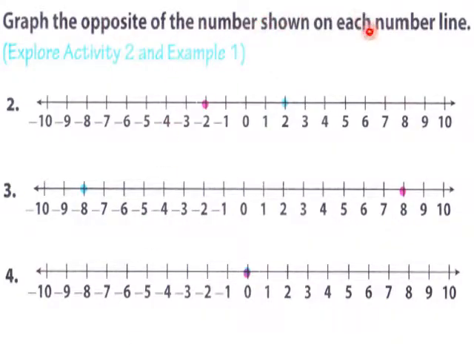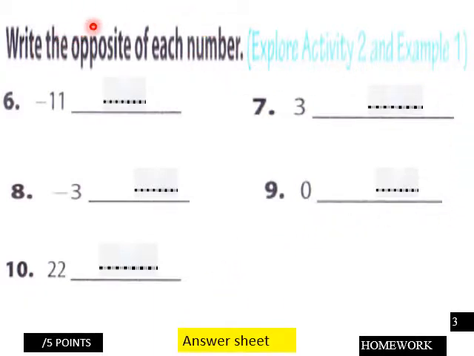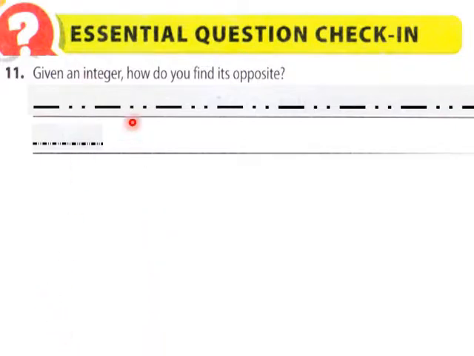Graph the opposite of the numbers shown on each number line. Graph the opposite there of these numbers here. And then write the opposite of each number. So you would write the opposites here in your blanks. If you want the solutions to these, you'd have to get a solution PowerPoint, which is available, by the way, to teachers. Given an integer, how do you find its opposite? Then they want you to provide an explanation of how to physically or mentally find the opposite of an integer.